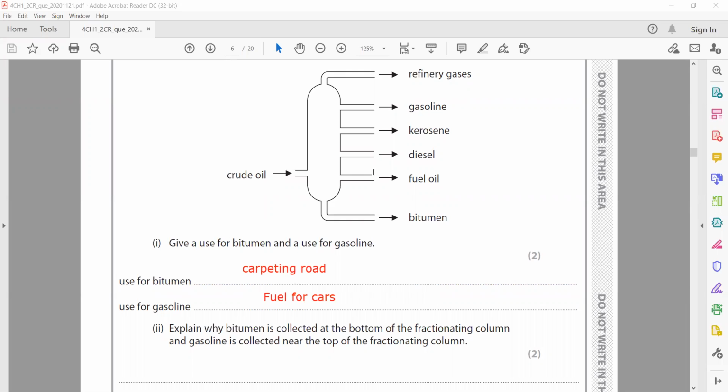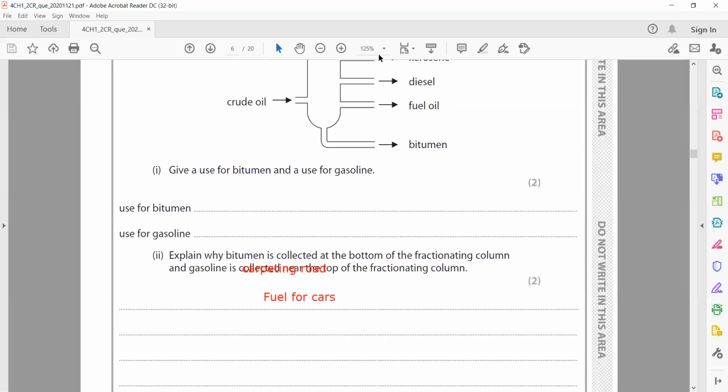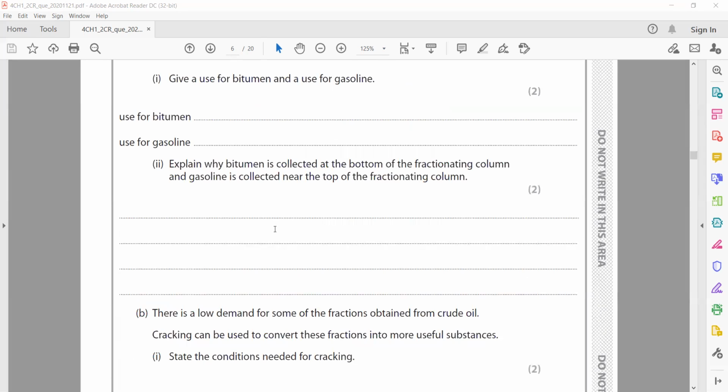Explain why bitumen is collected at the bottom of the fractionating column and gasoline is collected near the top. So because it's fractional distillation, they have different boiling points. And why do they have different boiling points? Because they have different numbers of carbon atoms. Bitumen has a higher boiling point, that's why it is collected at the bottom of the fractionating column, whereas gasoline is collected at the top, the cooler part of the fractionating column. So you will mention they have different boiling points.